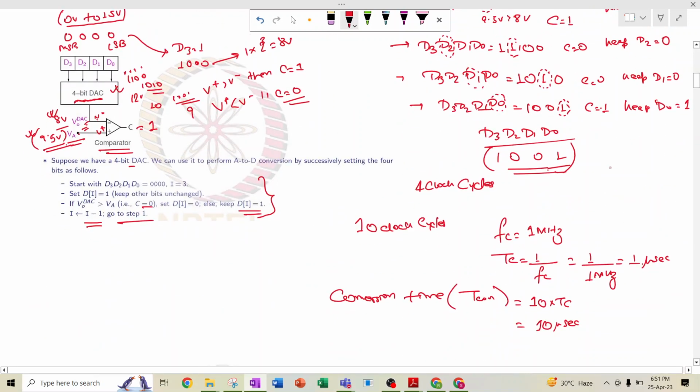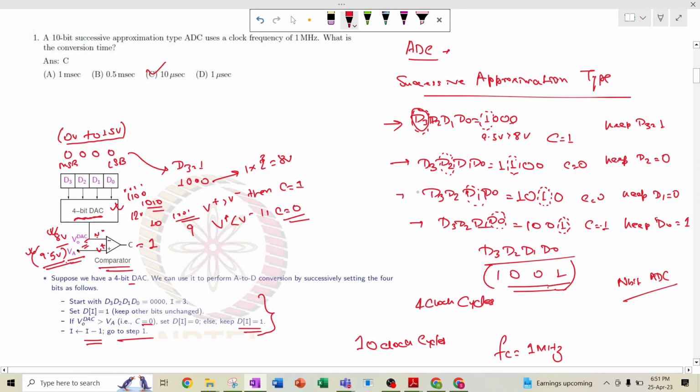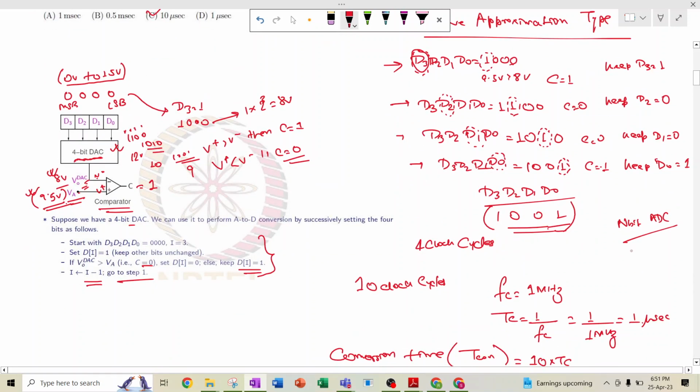So suppose there are n bits in a successive approximation type ADC, then we need a total of n into t clock cycles.